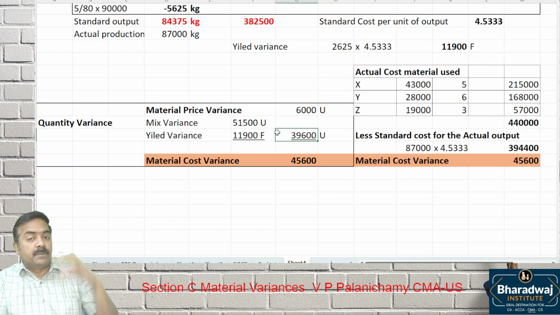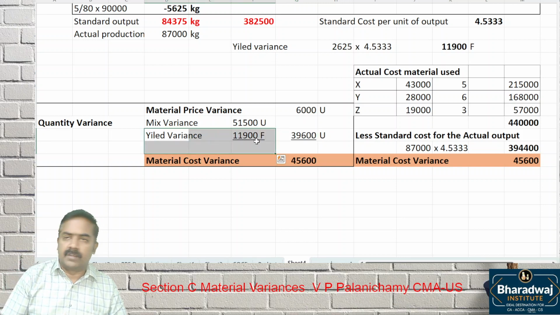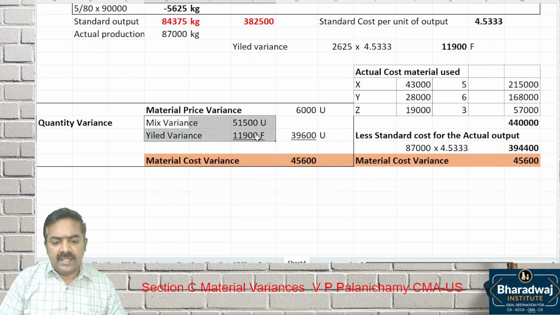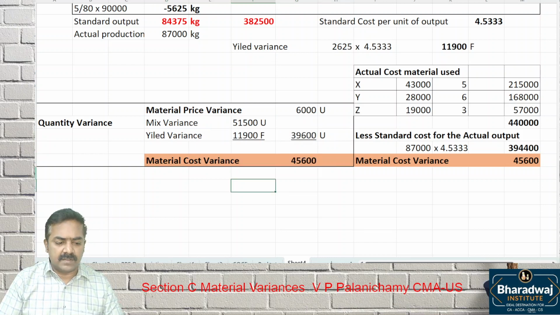In the case of agricultural products, if it is not grown or manufactured properly, or the inputs are not proper, then you have to consume more units for the output. Yield will be unfavorable. So mix and yield cause the quantity variance. So we reconcile, and we get the material cost variance.